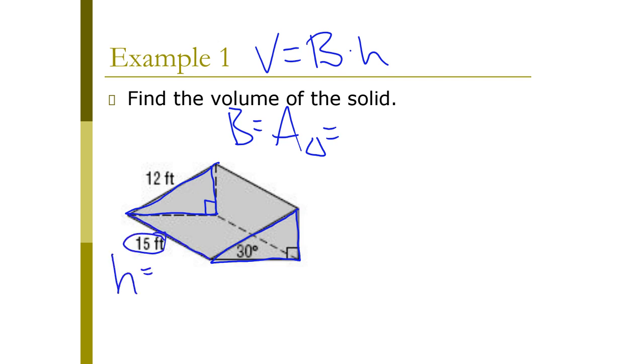So H is equal to 15. Always good to jot down things you know. All right, let's see if we can figure this out. Well, I've got a triangle, a right triangle. I'm going to draw that off to the side, and it's a 30, 60, 90.